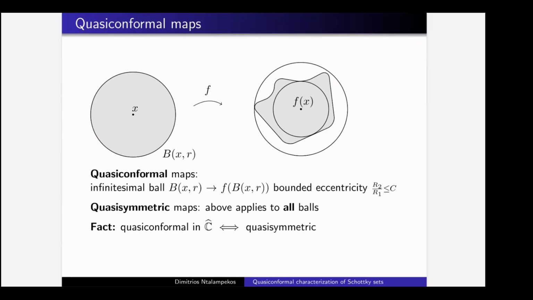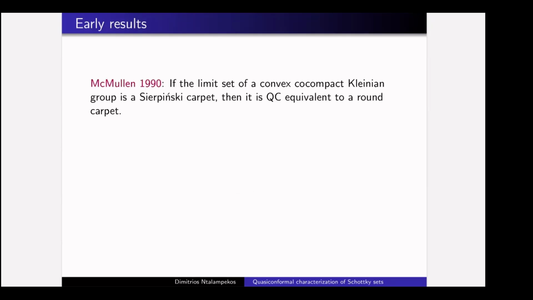So let me mention some early results about the uniformization by Schottky sets. In 1990, McMullen proved that if the limit set of a convex co-compact Kleinian group is a carpet, then it is actually quasi-conformally equivalent to a round carpet. Now, the same year, Herron and Koskela proved that if we have a uniform domain, then it is quasi-conformally equivalent to a circle domain.